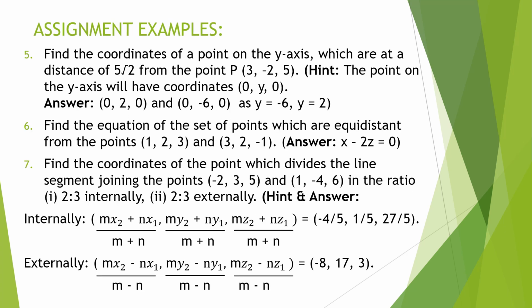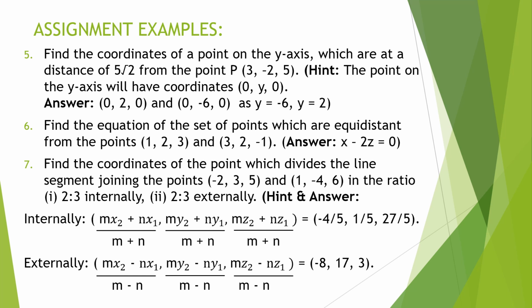Fifth assignment example, find the coordinates of a point on the y-axis which is at a distance of 5 root 2 from the point P(3, -2, 5). First thing is it is given that the point is on the y-axis. That means which type of coordinates will it have? (0, y, 0). So just use that and then find the coordinates. Distance is given, so you can use the distance formula and the points will be (0, 2, 0) and (0, -6, 0). Why 2 points? Because you will be getting 2 possible values of y.